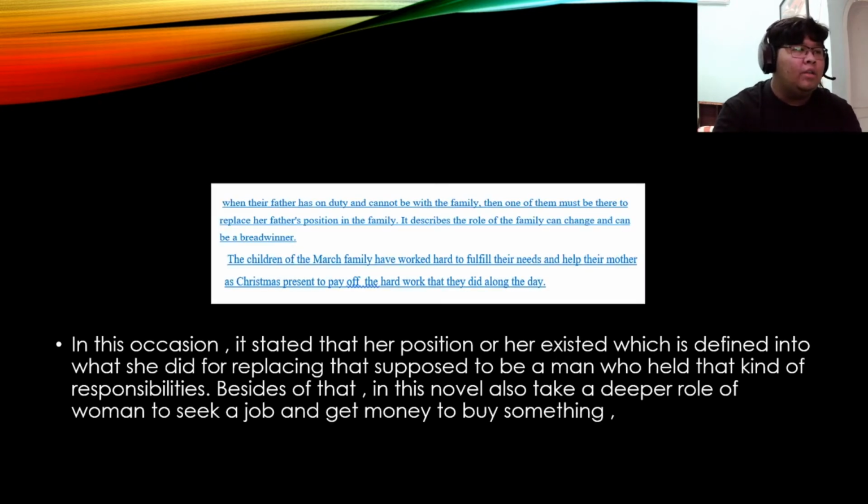In this part, it is stated that her position, or her existence, is defined by what she did, replacing what was supposed to be a man who held that kind of responsibility. Besides that, this novel also takes a deeper look at the role of women who seek a job and get money to buy something.